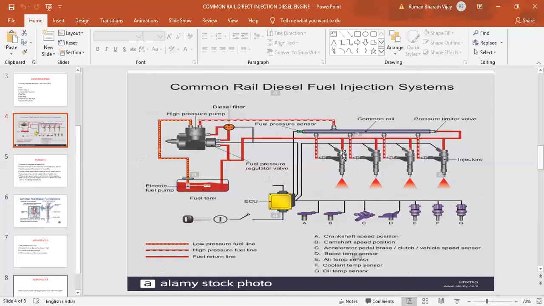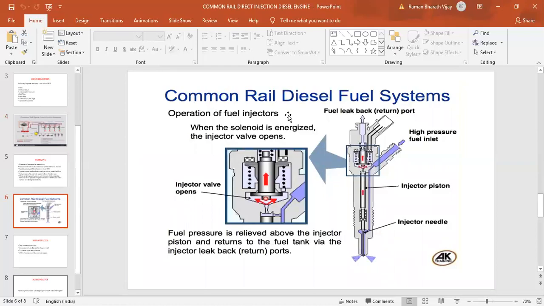You can see again the schematic diagram. You can see the fuel through this return valve is directed to the fuel tank. So fuel is injected. There will be a cylinder at the bottom, which is not shown here. Inside the cylinder the fuel is entered. This is the working of CRDI.